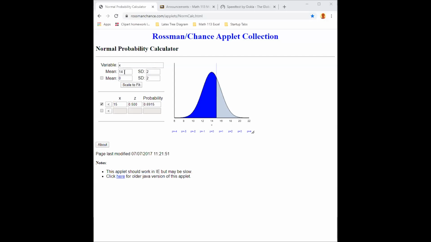So here we are back at our probability calculator, and everything's still here that was here before. I still have my mean of 14. Now I'll change my standard deviation to be 0.5, and I'll click Scale to Fit. I still have 15 or less marked here, so I don't need to change that. And now my new probability is 0.9772, or 97.72%. So that gives us our answer to part 4.